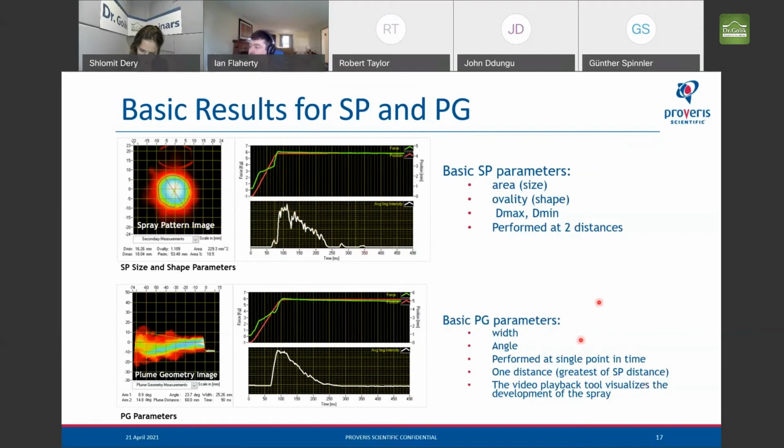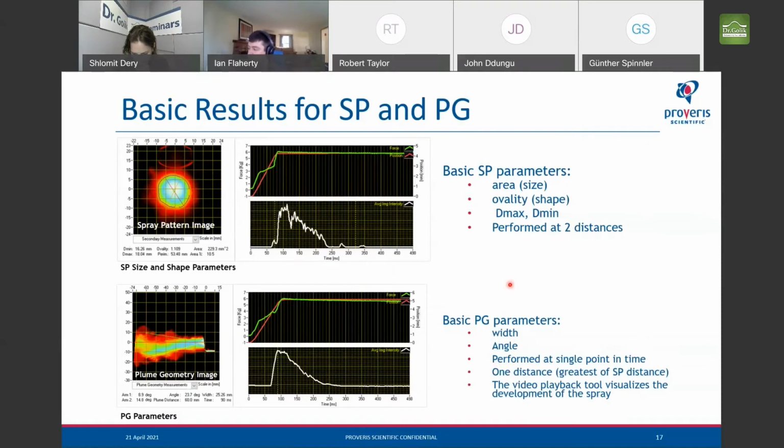For plume geometry, your parameters are basically the plume width, which you measure at a certain distance, usually at 60 millimeters or 6 centimeters. So that would be this measurement right here in terms of how wide the plume is at that distance. Then the plume angle, which you can calculate by setting these crosshairs. And this is generally performed at a single distance.